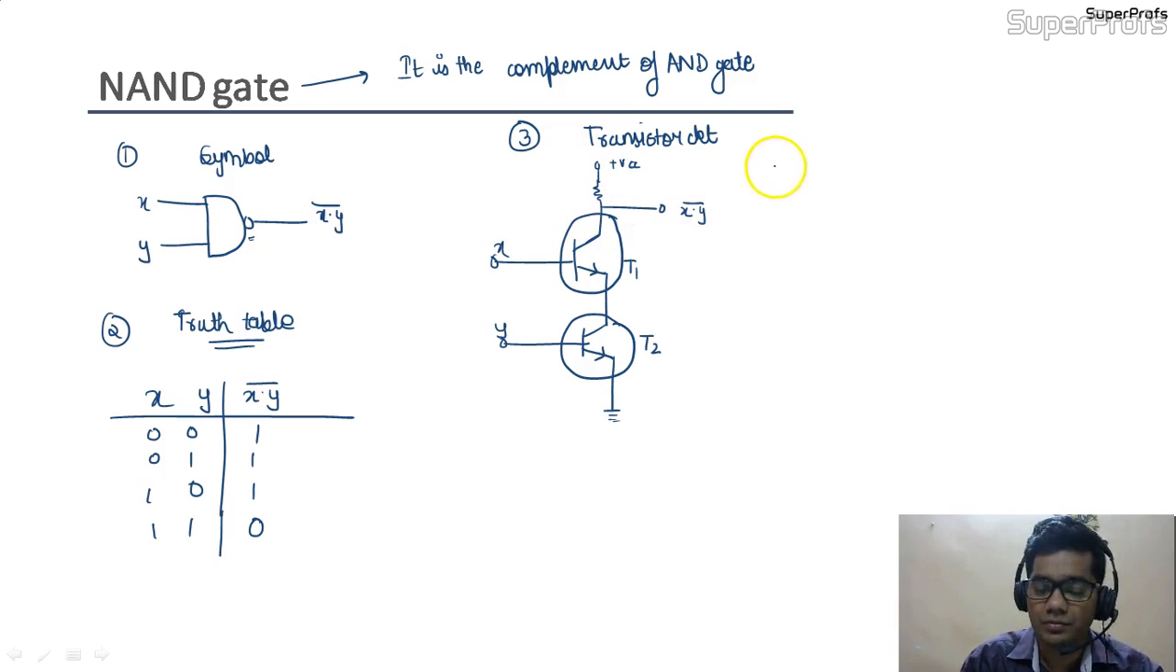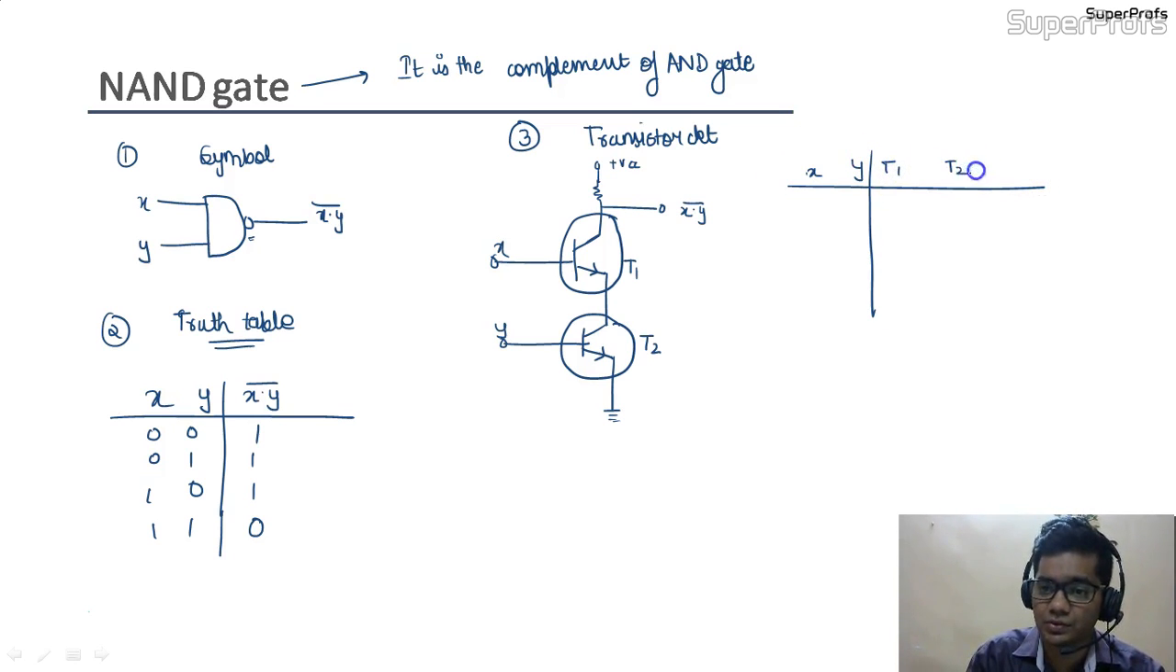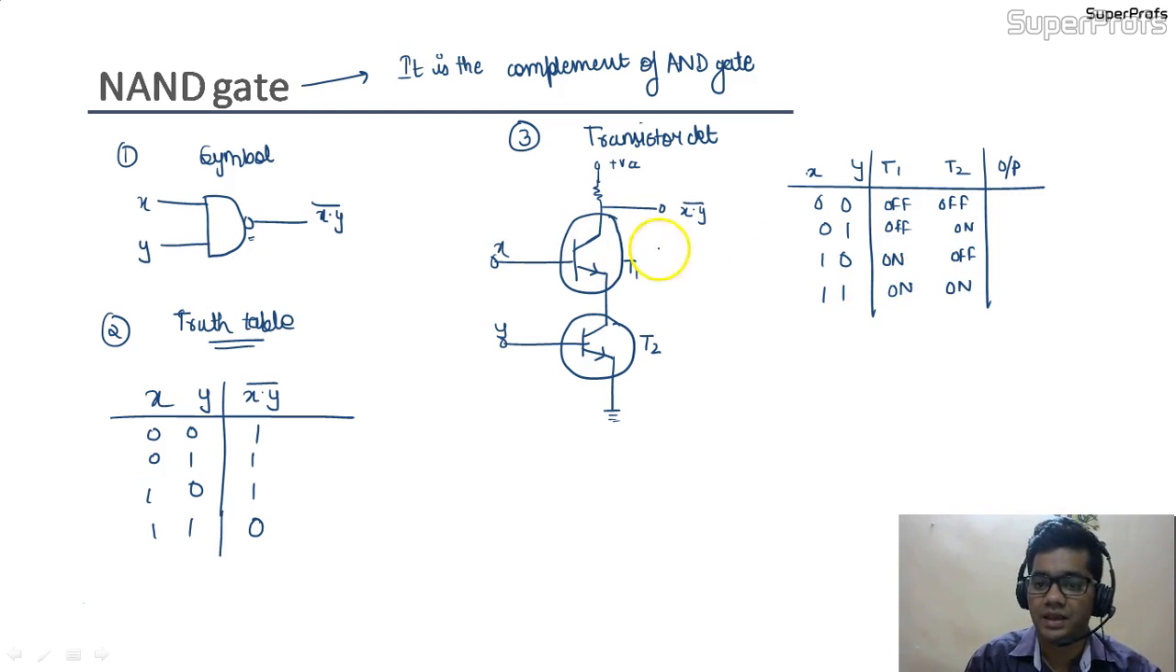So if we want to make its truth table, let us understand what it should be. This is XY, this would be the T1 transistor, this is the T2 transistor, and this is our output. So 0 0, 0 1, 1 0, 1 1. Quickly write its conditions for T1 and T2. This would be off, this would be off, this would be off, and this would be on, this would be on, this would be off, and for 1 1 both the transistors would be in on condition.